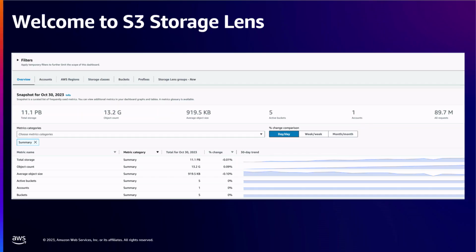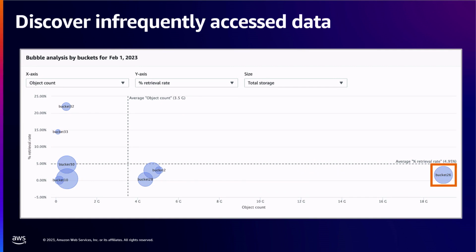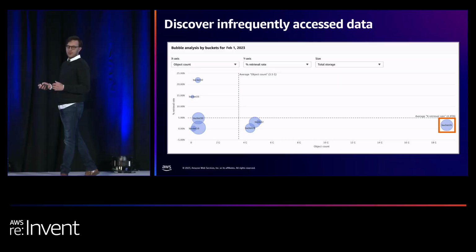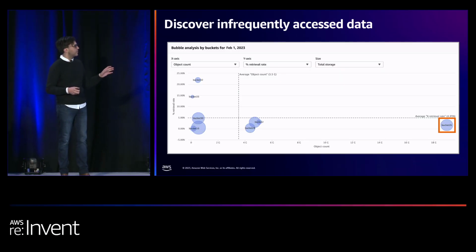Okay, so let's start by looking at your overall storage usage metrics. This is great to see, but it's a starting point, because you're not likely going to be able to take action based on this information. But how about how your storage is actually used? How is it accessed? Let's look at the retrieval rate. Now, the retrieval rate is the volume of data that is retrieved over the volume of data stored. So if you look at this image, you'll see that there's a bucket in the bottom right that has a large amount of storage and a pretty low retrieval rate. This makes it a pretty good candidate for further analysis and possible cost optimization.